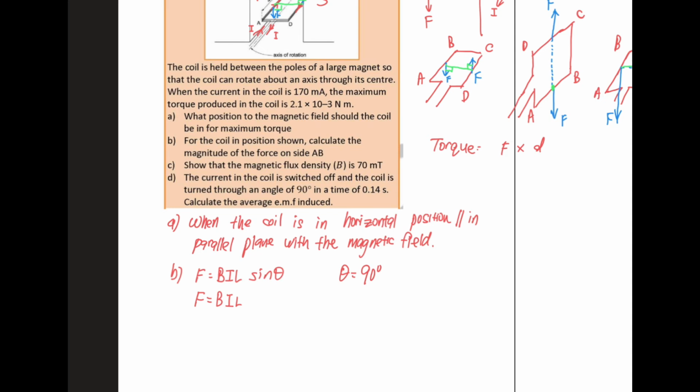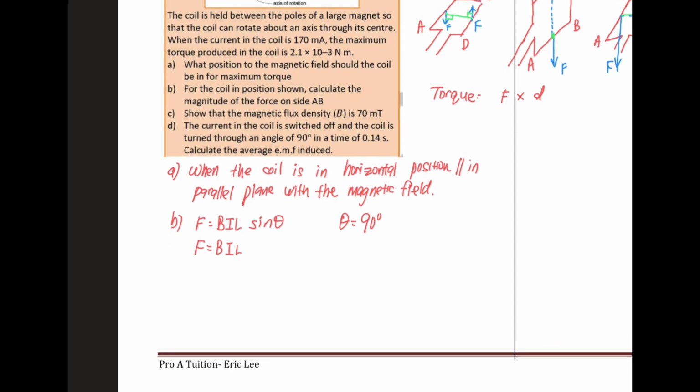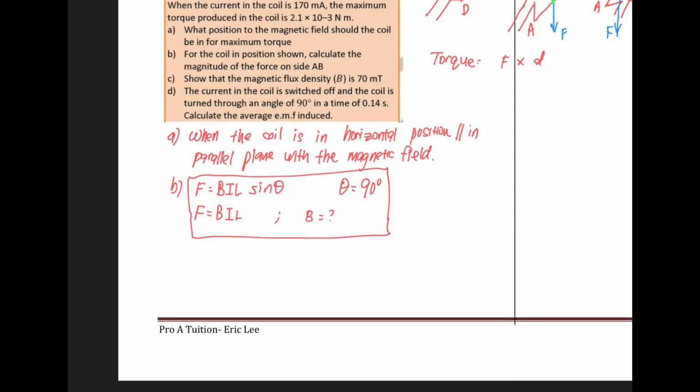The problem is we don't have B. We have I and we have L, but we don't have B. So we have to use a different way. This formula is not applicable for now. I hold it first because B is unknown. Let's consider another possible formula.